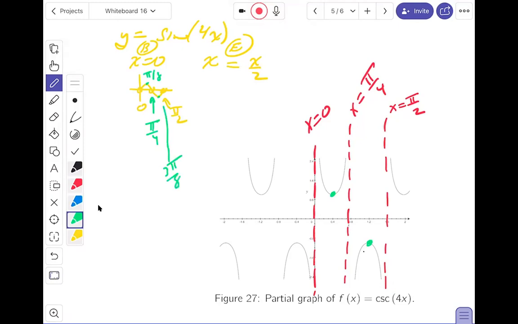All right, let's write that down. So pi over 8, comma, 1. And this would be, let's see, I'm just counting 0, pi over 8, 2 pi over 8, 3 pi over 8. I'm just counting. Comma, minus 1. Just draw it in. Draw it in. I think you're getting an idea.